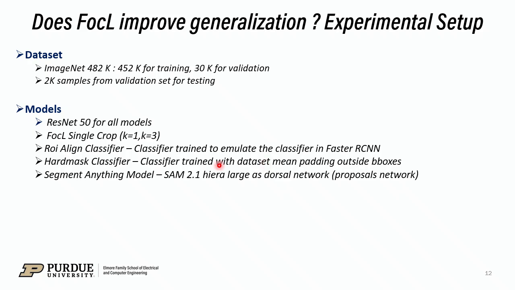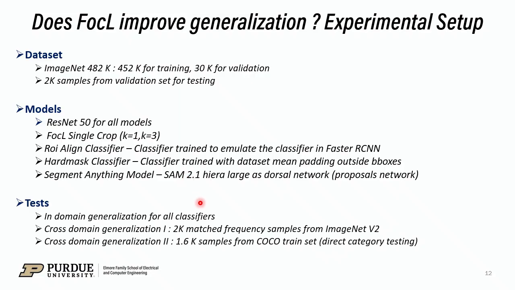Now, since I mentioned that we are also going to show cross-domain generalization, here we use SAM as our dorsal network, and more details are provided in the paper as well as the appendix. The tests we do are, first, in-domain generalization, and then we try to transfer it to the other domains.